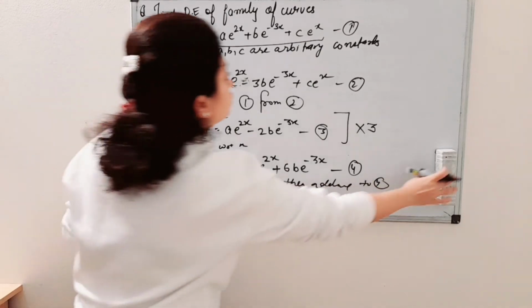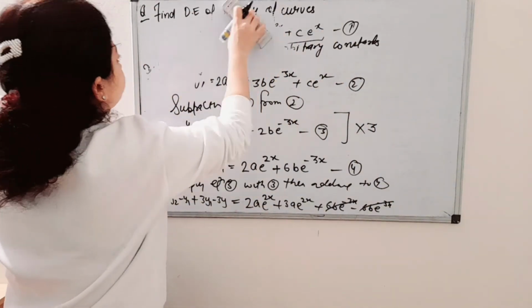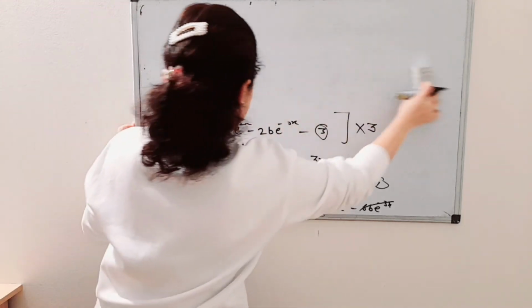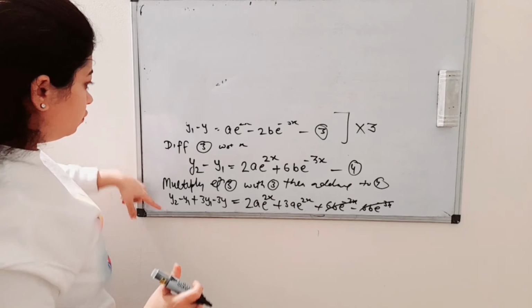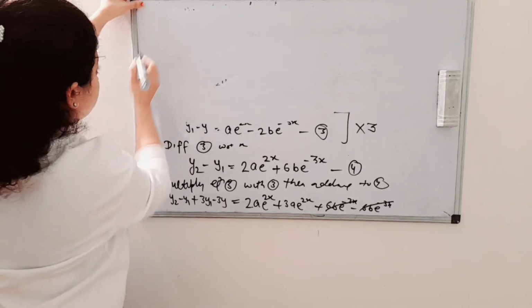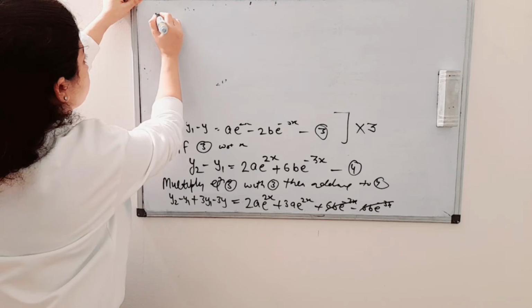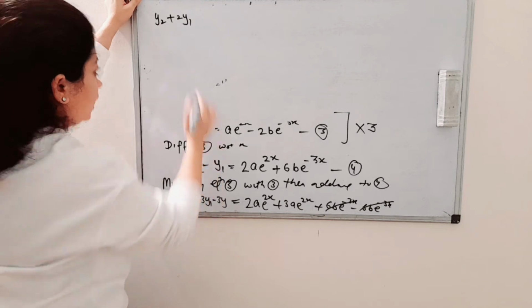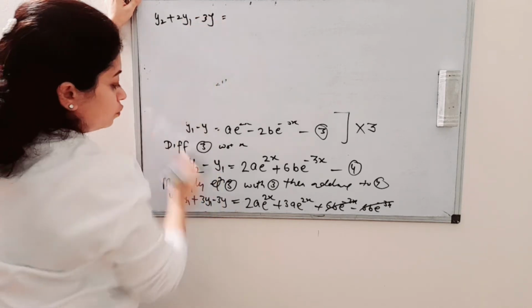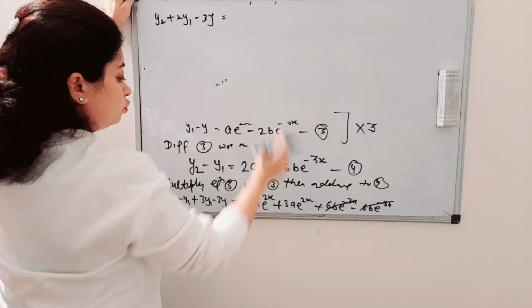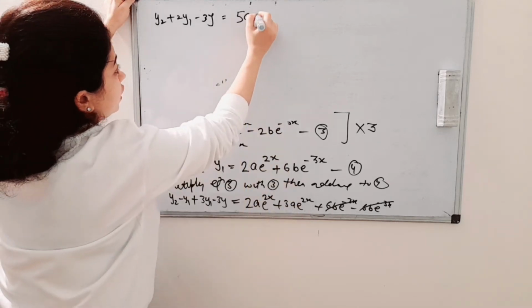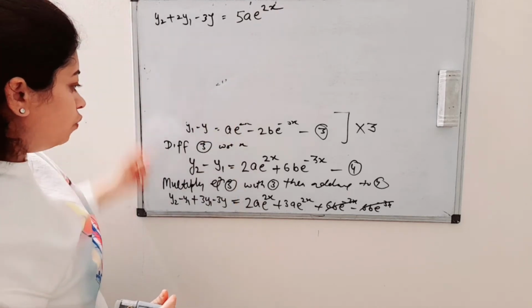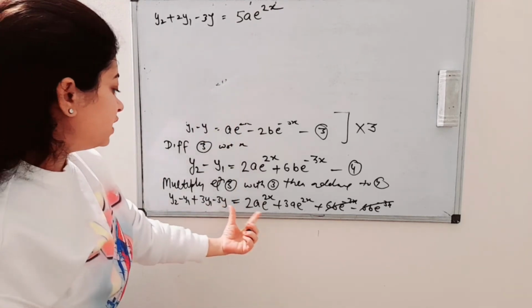Now we got this, so what do we have here? We have y2 plus 2y1 minus 3y equal to, we have 2 plus 3, 5a e raised to power 2x. Okay, so now we got this term and this is cancelled out.